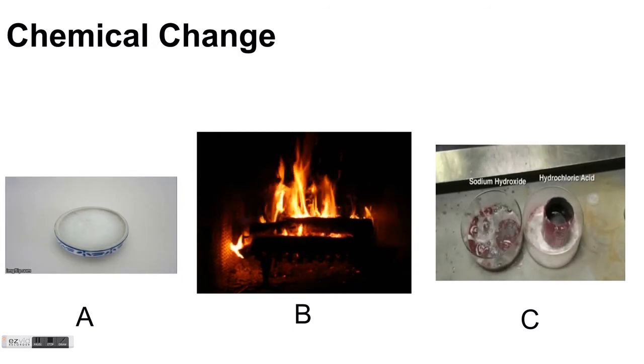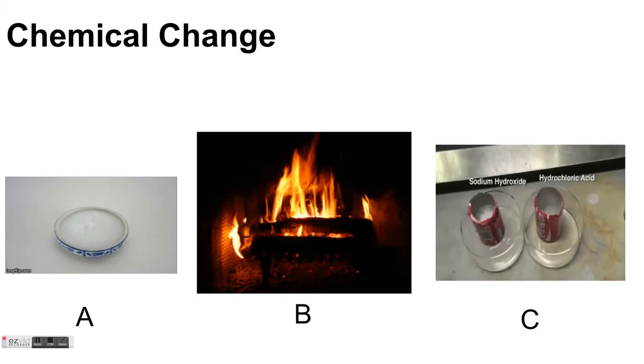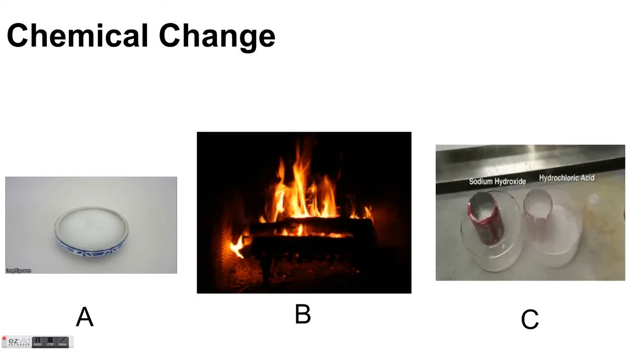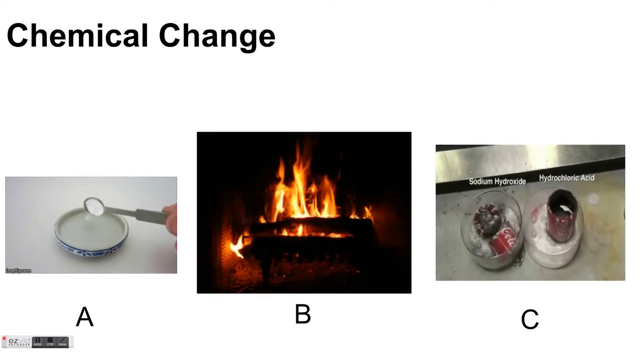In picture B, you're observing wood burning. If you are observing something burning, you're always witnessing a chemical reaction. Ash, water, and carbon dioxide are produced from burning wood. All of these are brand new substances that were not present before.